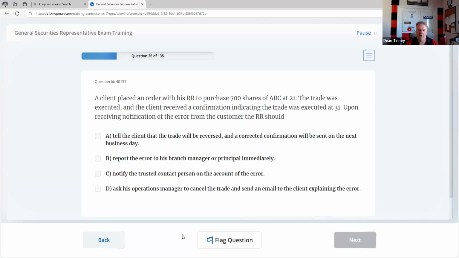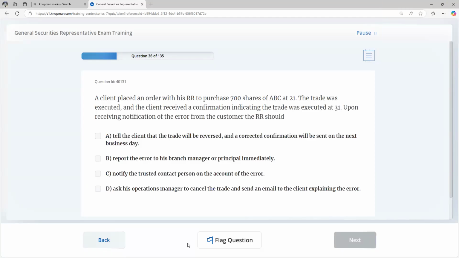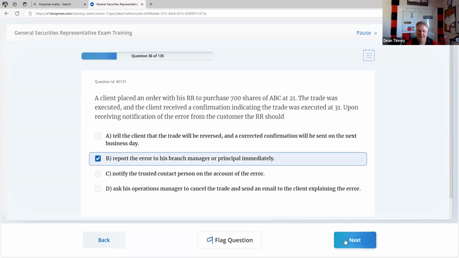A client placed an order with his RR to purchase 700 shares of ABC at 21. The trade was executed, and the client received a confirmation that the trade was executed at 31. Upon receiving notification of the error, the RR should: B, report the error to his branch manager, principal. Right on. You're ahead of the tutor again. I was looking for a question that didn't show, which is that error in execution, the brokerage firm is liable; error in report, the customer is obligated.